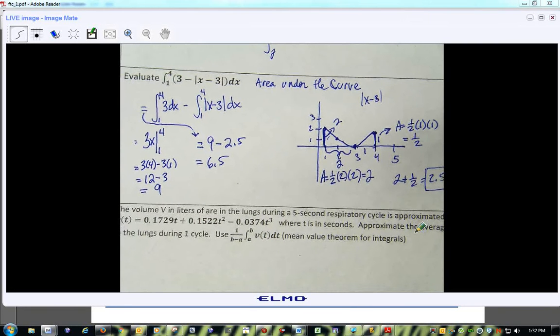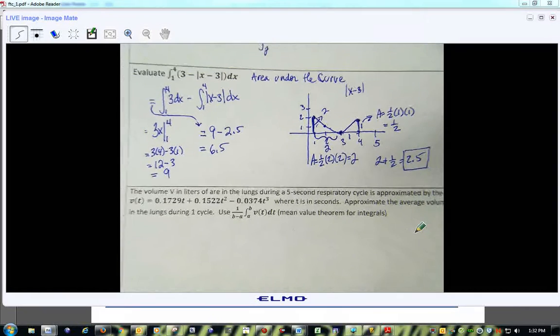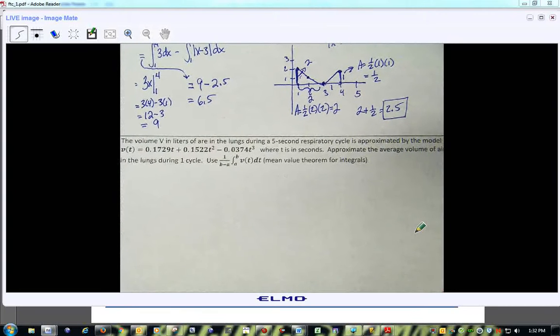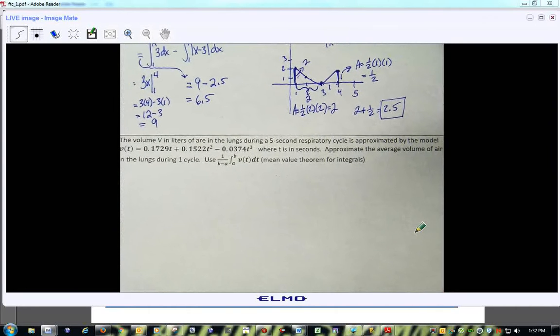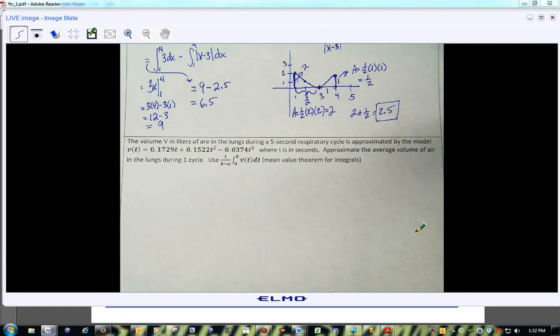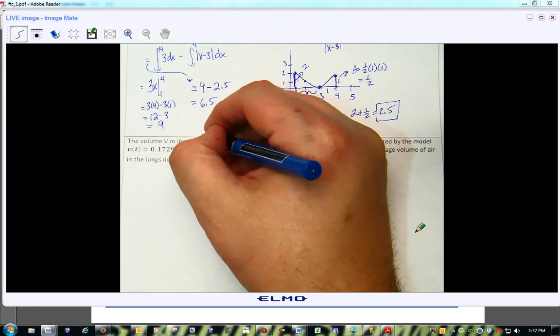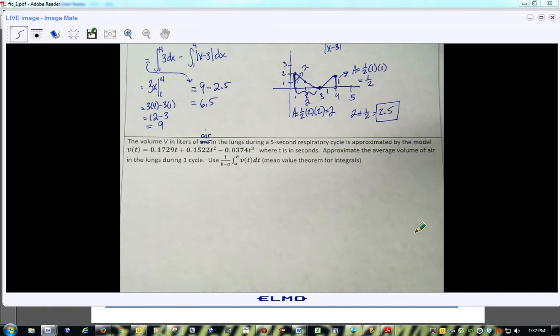Now this last one, we haven't done the mean value theorem yet, but I wanted to throw it at you. We've done a mean value for functions. What's the average value over a time? Now there's another way that we can actually calculate average value. In this case, it's the volume of air in the lungs during a 5-second cycle, and it's approximated by this model right here.